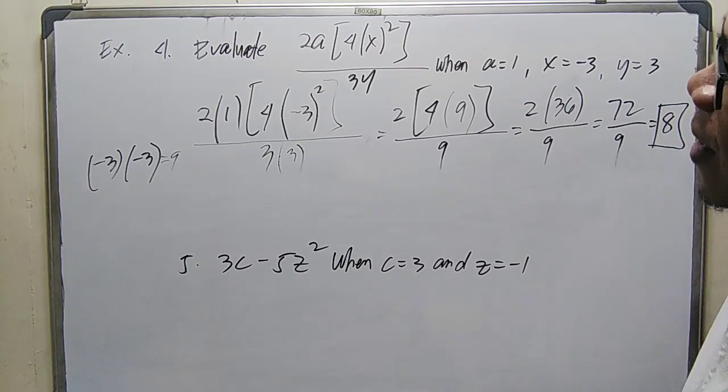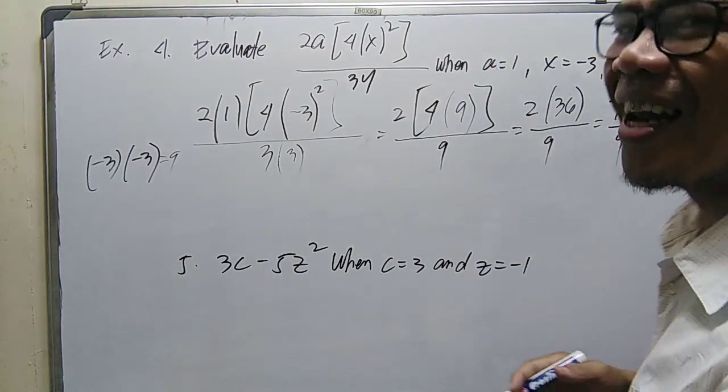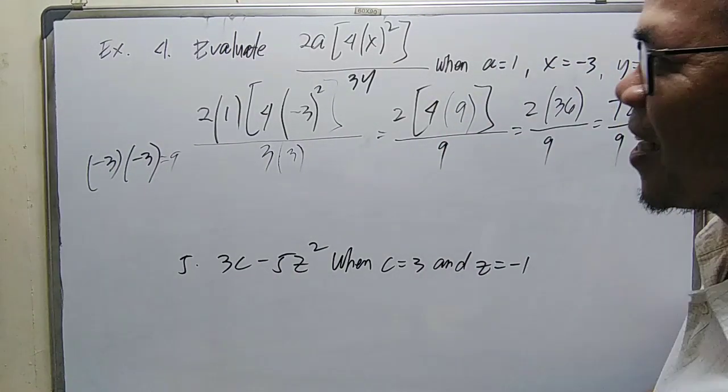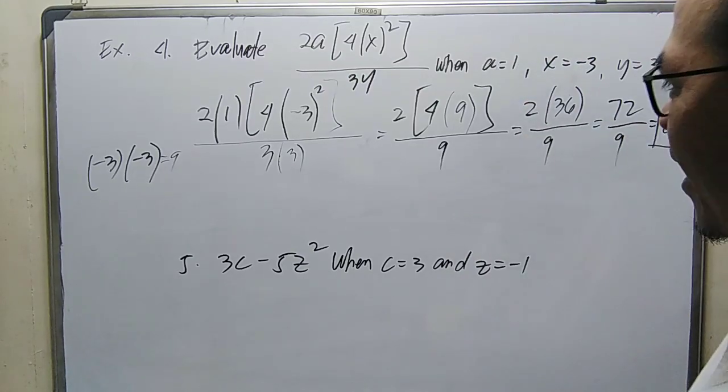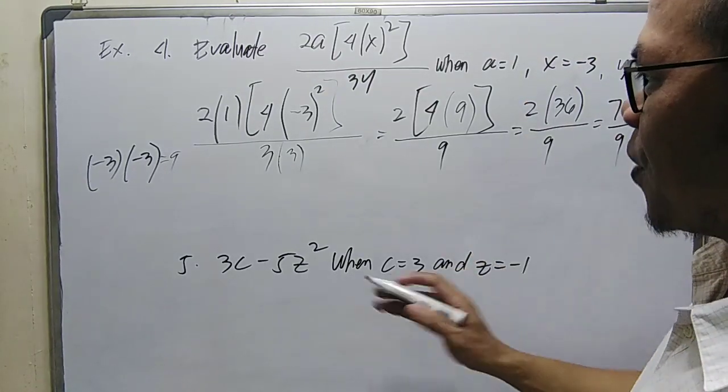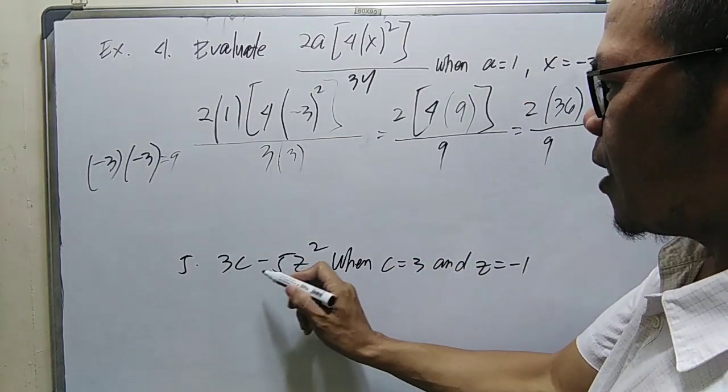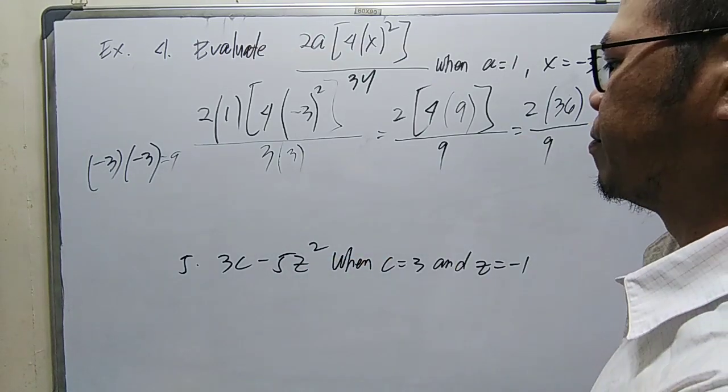Okay? Madali lang, di ba? Saan dyan si x? Madali lang. Kalimutan na natin yan si x. Okay? Move na tayo kay x. Number 5. Pwede pala ito sa taas. 3c minus 5z squared. Okay?